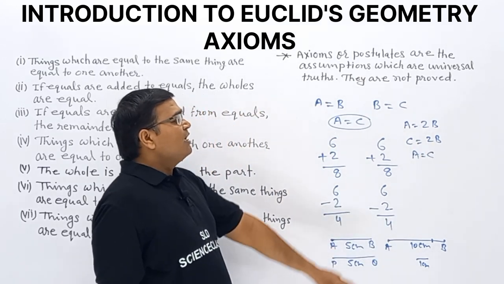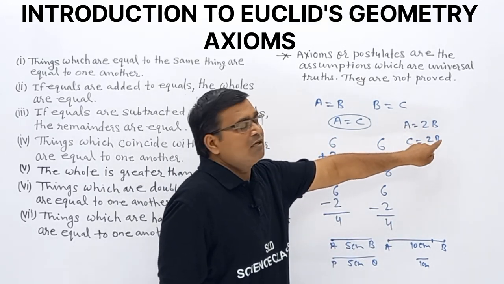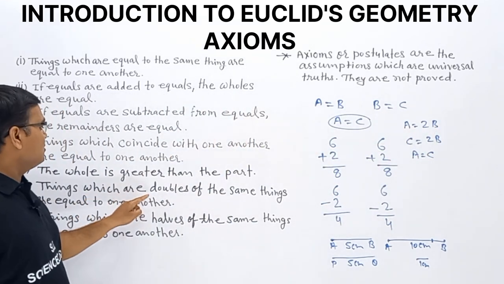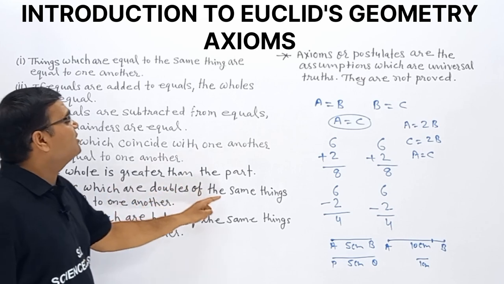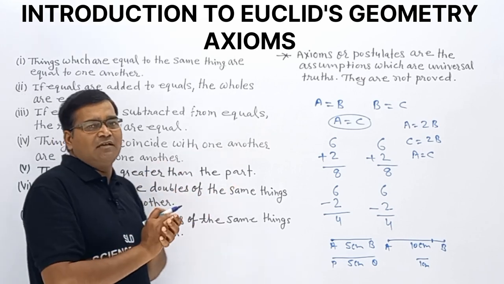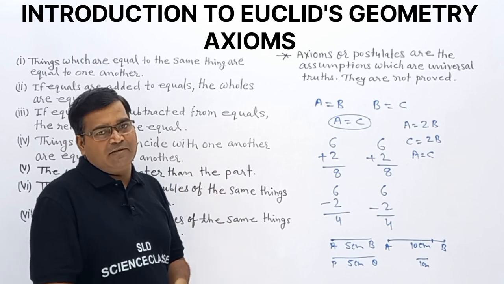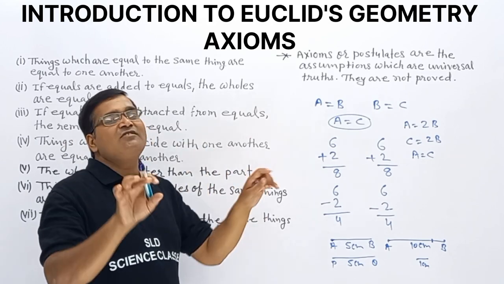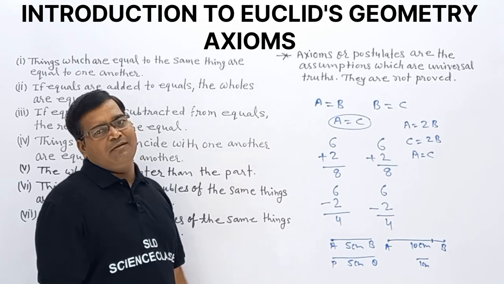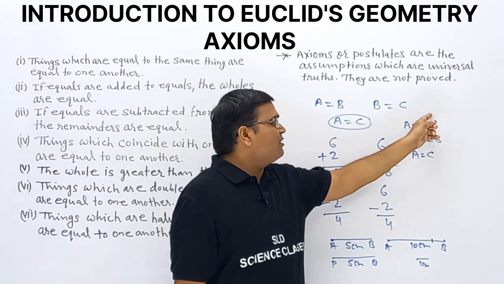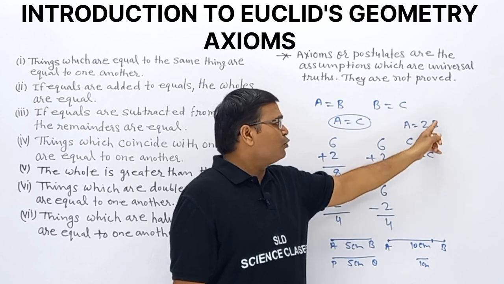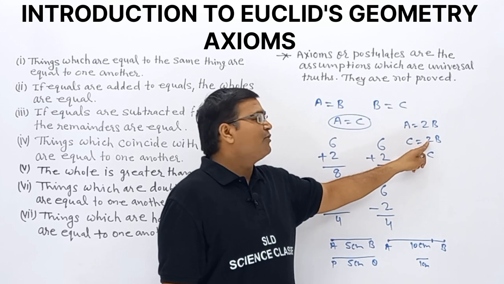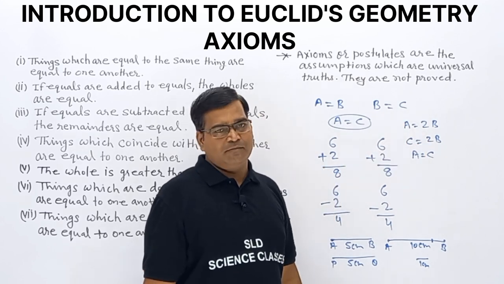How? Observe again. If things are doubles of the same thing, we are having one thing B, and two things that are its doubles. Both things are equal, so double of these things will be equal. We are having one thing B, and two things, but both are equal, and double of both will be equal.